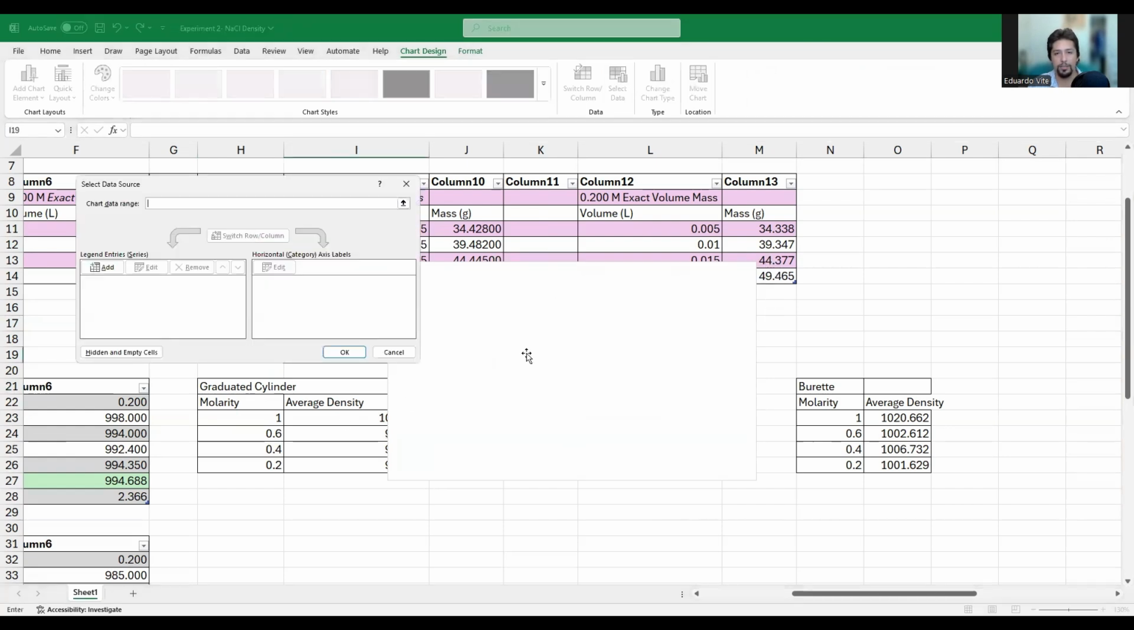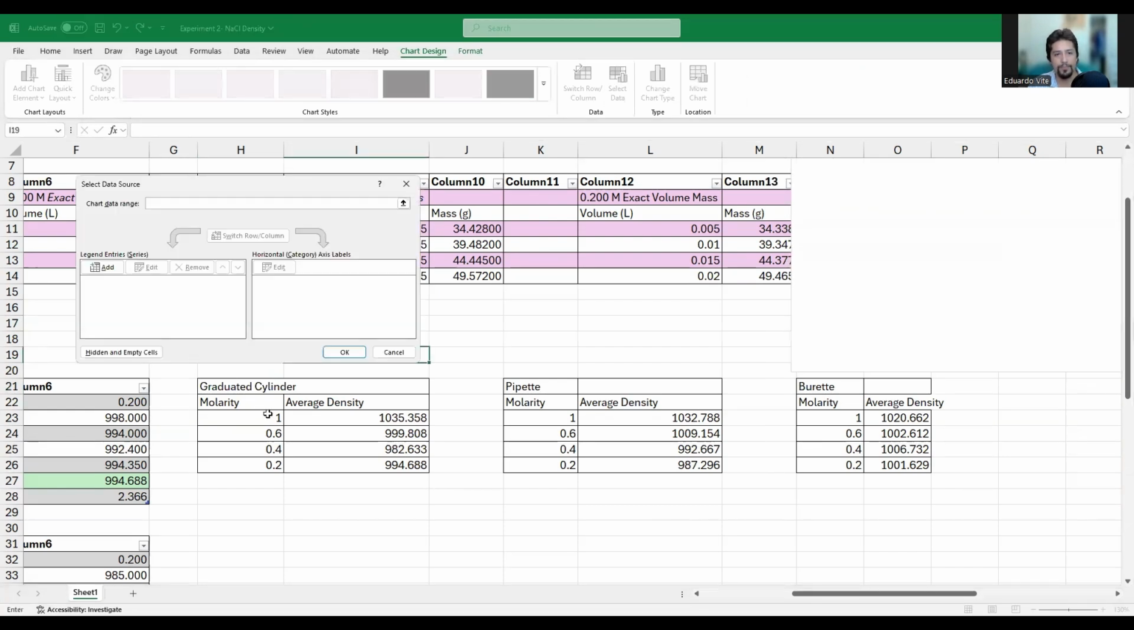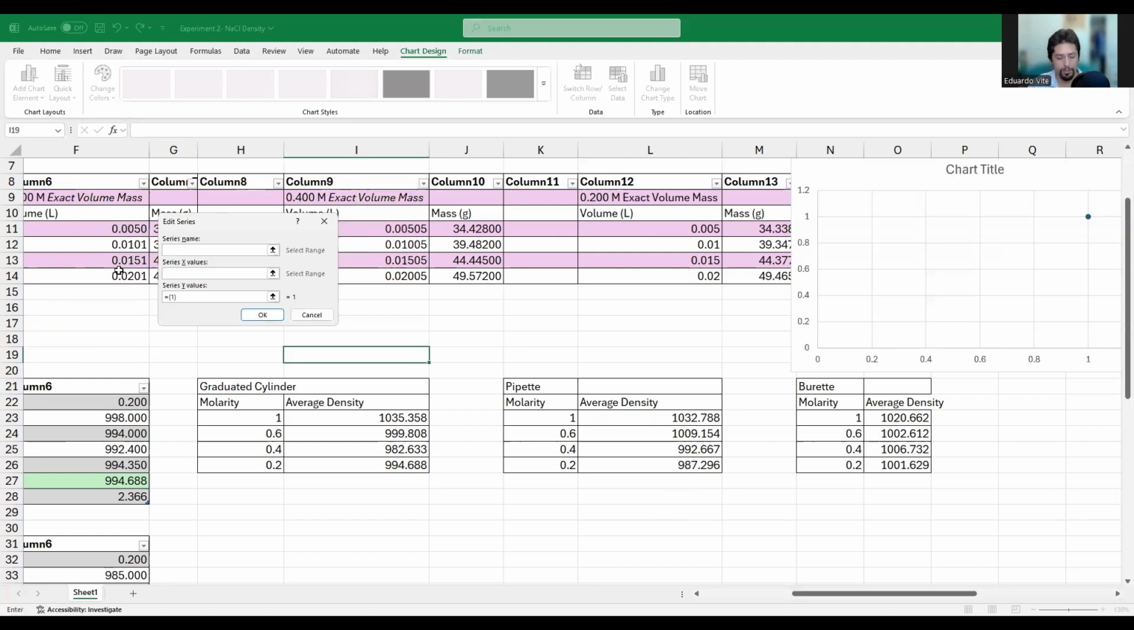So here we go. We're going to start selecting our data. It's blocking the way, so let's make sure that we don't do that. So here we go again. Select data. I'm going to make a new series. This series is going to be called graduated cylinder or grad cyl if you want. Your X values, and remember, what goes on the X axis? Concentration in molarity. So this is my X axis right there.